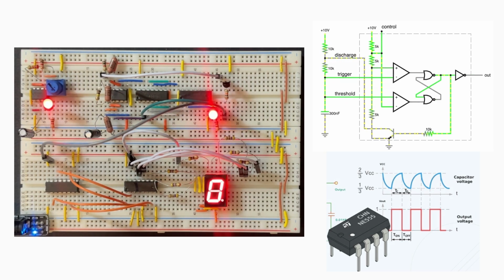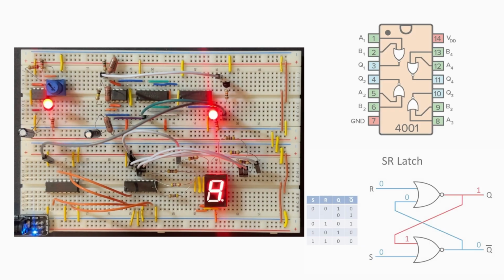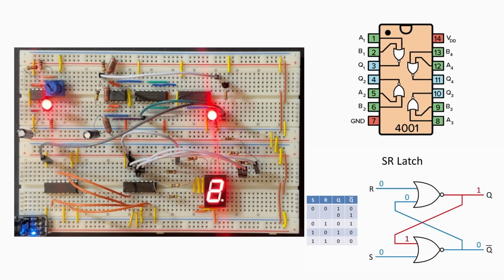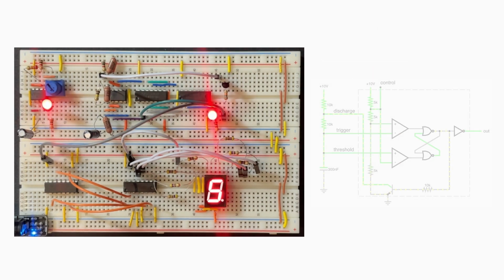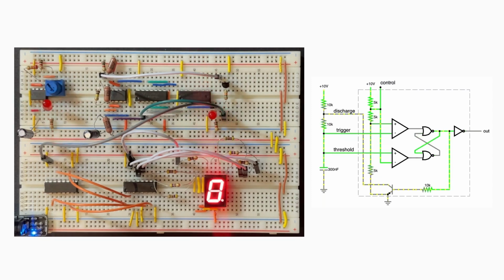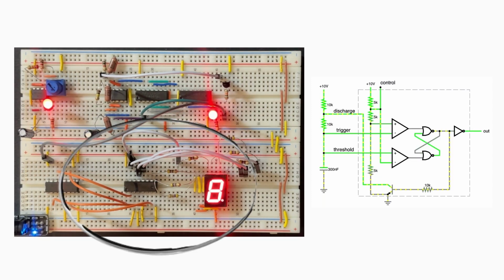When the voltage crossed these thresholds, the comparators triggered an SR latch constructed from a NOR gate, which controlled the output state. To ensure a clean, stable square wave, an inverter was added to strengthen the final signal. This version of the 555 timer successfully mimicked the behavior of the original IC, generating a clock signal that was used to drive the counting circuit.